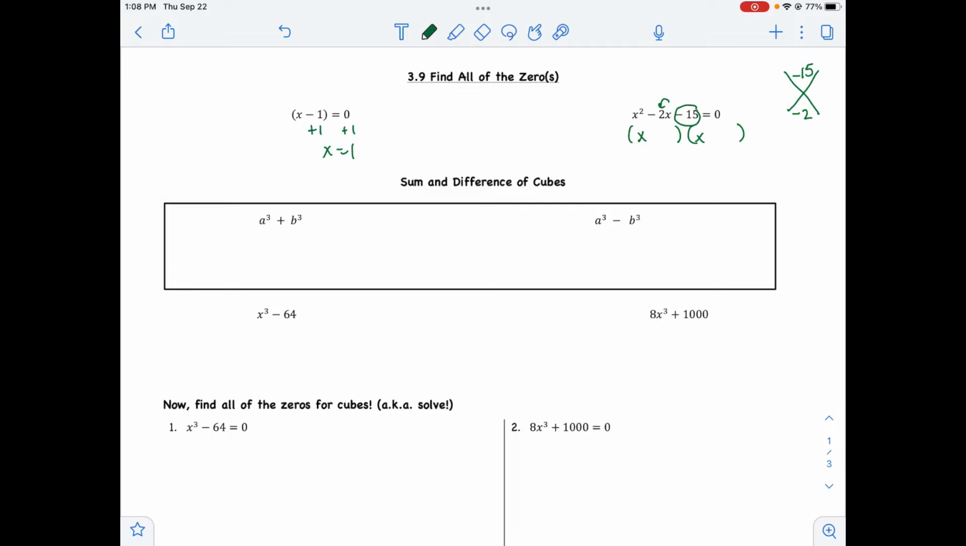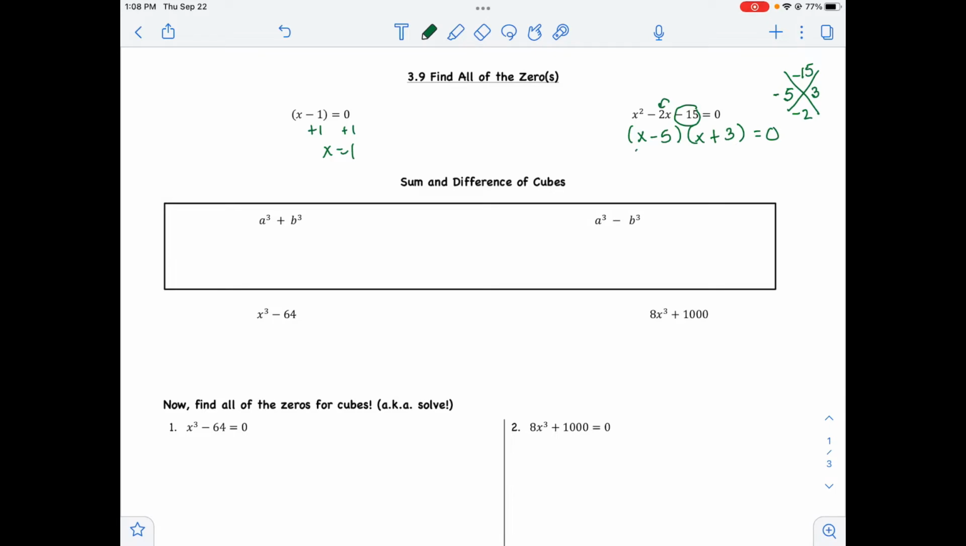1 and 15 wouldn't work. 2 wouldn't work because it doesn't go into 15 evenly. So 3 and 5 are my next ones. And I know that they'll multiply to 15. And if I figure out my signs, I can do a negative 2. Well, because I need it to be a negative, my largest one needs to be negative. So I have negative 5 and positive 3. That is set to 0.